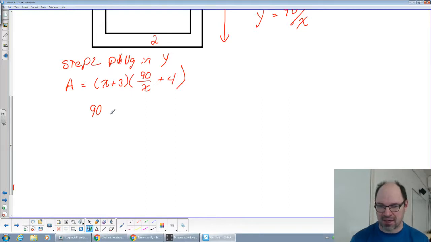Okay, and then we go x times 4, which would be 4x. 3 times 90 is 270 over x. And 3 times 4 is 12. Okay, so we have to do some simplification here.